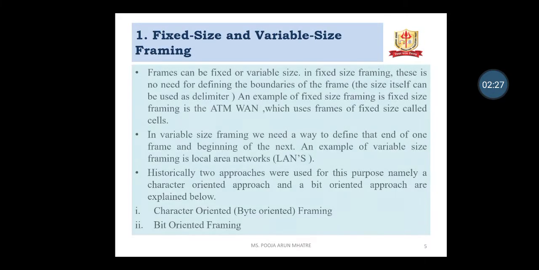Fixed size and variable size framing. Frames can be of fixed or variable size. In fixed size framing, there is no need to define the boundaries of the frame. The size itself can be used as a delimiter. An example of fixed size framing is the ATM WAN, which uses frames of fixed size called cells. In variable size framing, we need to define the end of one frame and the beginning of the next. An example of variable size framing is a local area network, LAN.